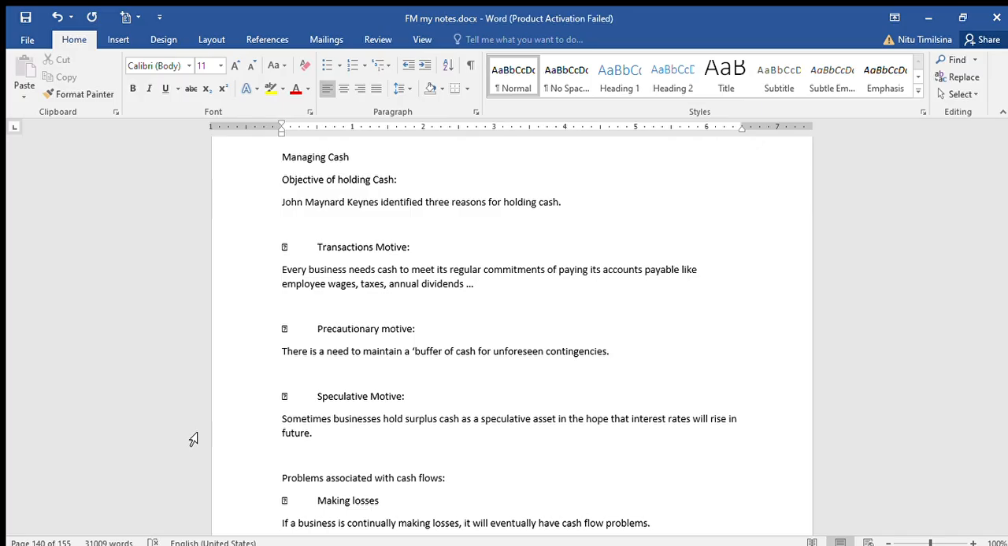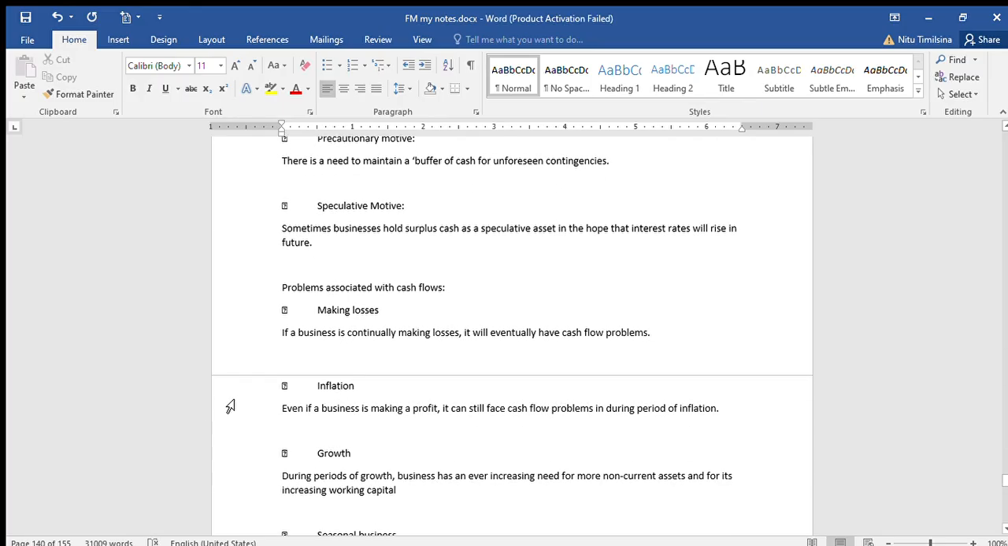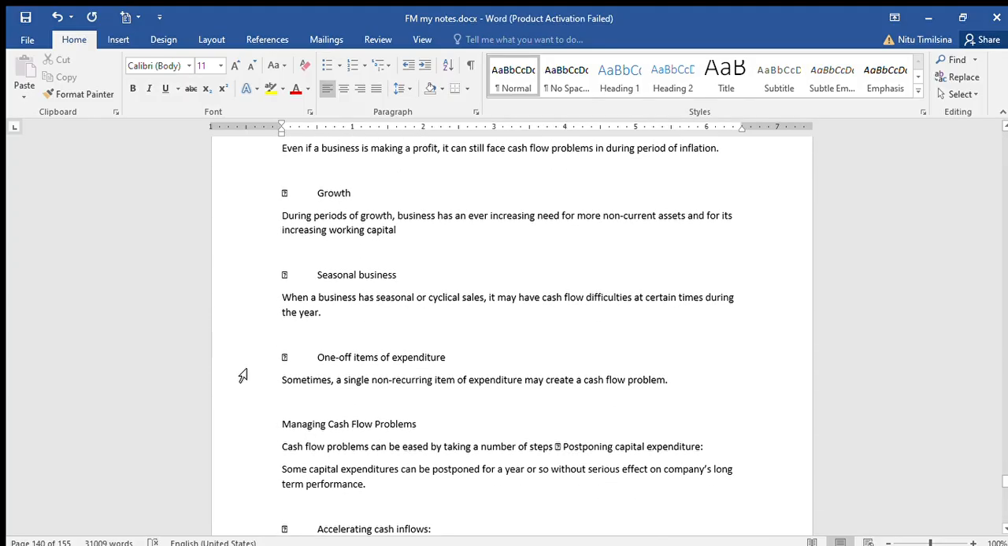Speculative motive: sometimes a business holds surplus cash as a speculative asset in the hope that interest rates will rise in future. Problems associated with cash flows: making losses. If a business is continually making losses, it will eventually have cash flow problems. Even if a business is making a profit, it can still face cash flow problems during a period of inflation.